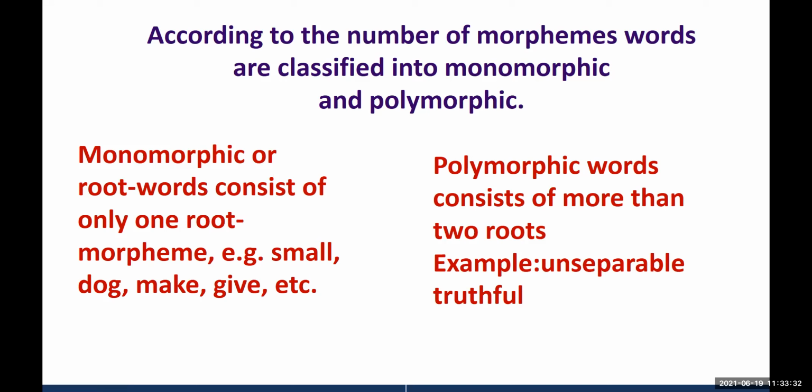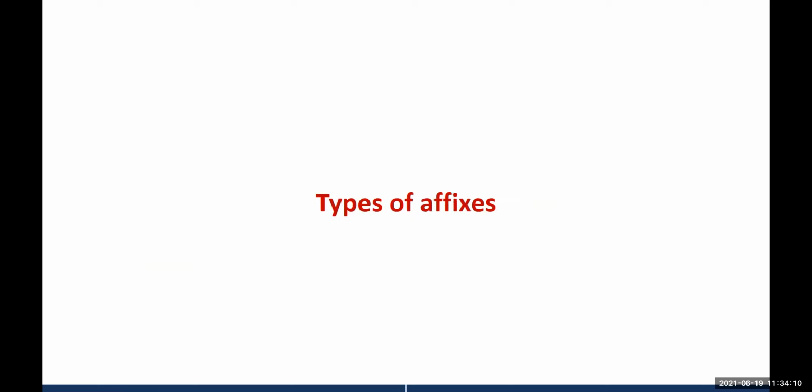Why is able a semi-bound or semi-free morpheme? Because students, the word able also functions as a word. For example, I am able to write. And the word truthful. Truth is a root morpheme, full is a non-root morpheme, according to the semantic point of view. According to the structural point of view, truth is a free morpheme and full is a bound morpheme.